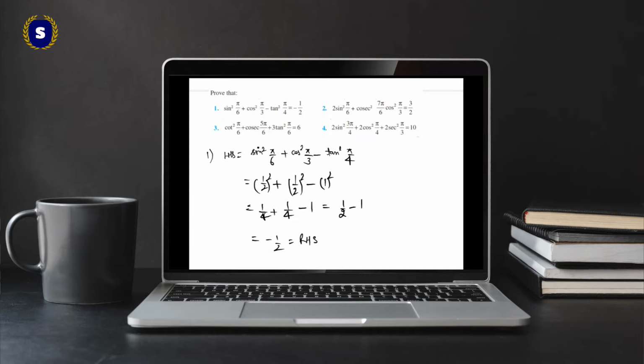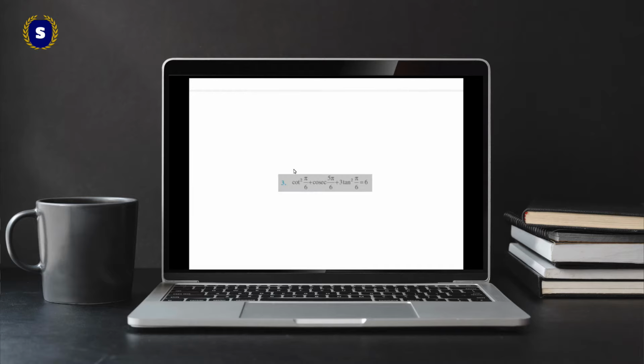Let us take the third question now. Okay, so here LHS is cot square pi by 6 plus cosec 5 pi by 6 plus 3 tan square pi by 6. Okay, right.